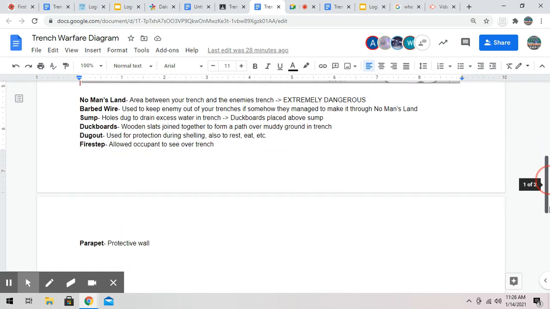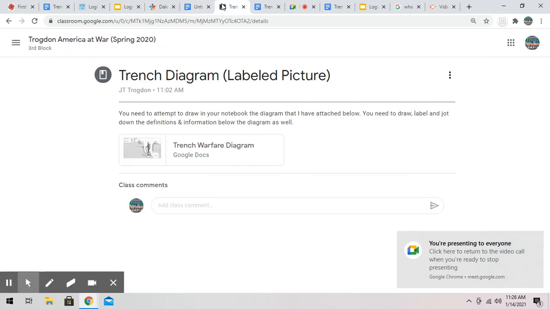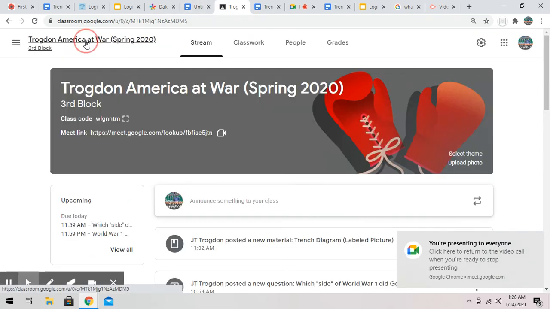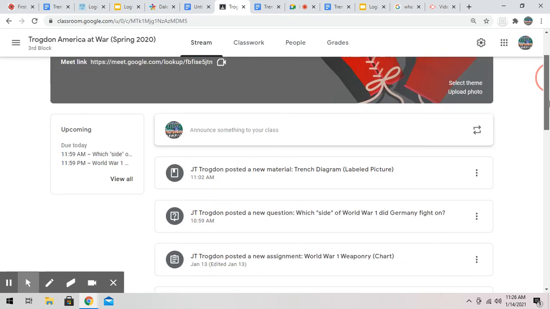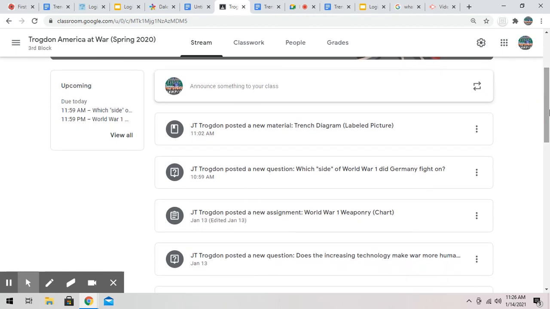Here's the thing. Tomorrow you will have a notebook quiz, okay? The notebook quiz is based off of what we have done in your notebook, so it is open note. What does that look like? Well, it is a notebook quiz, so again, everything out of your notebook. Also, you will see a little bit from this World War I weaponry chart, just a little bit from it. I know that is due tonight.